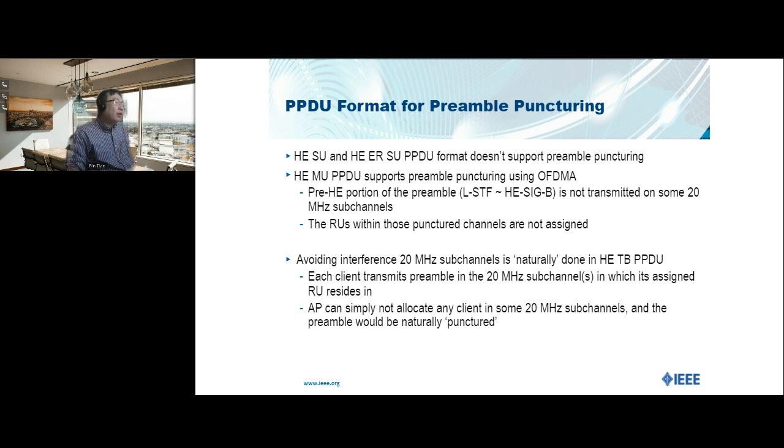Trigger PPDU in fact is naturally supported because in the trigger PPDU, each client only transmits the preamble in the 20 MHz subchannel in which its RUs are assigned. And the AP can simply not allocate any client in a 20 MHz subchannel, and the preamble will naturally be punctured. In other words, preamble puncturing is naturally supported in the trigger-based PPDU. You only need to define it for MU PPDU for downlink OFDMA.